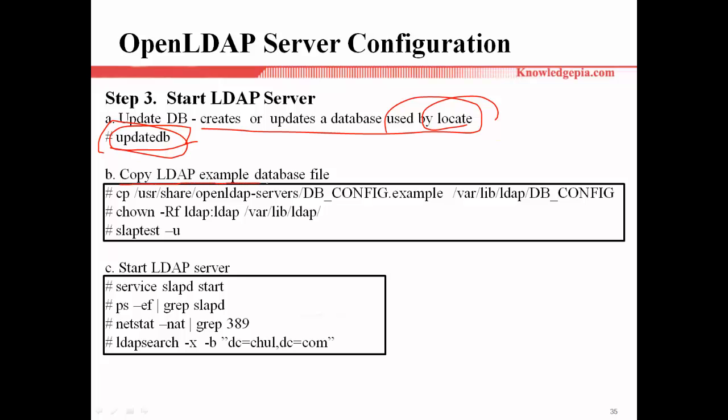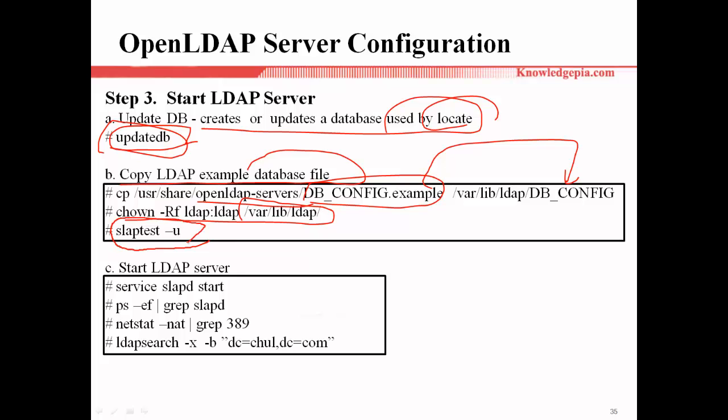B. Copy the LDAP example file. If you install the OpenLDAP server package, then you can find this file and copy it here, DB_CONFIG. This will be used for creating the database configuration for the LDAP server. After that, we need to change the ownership like this, ldap:ldap /var/lib/ldap. And after that, slaptest -u. Then this will show you whether your LDAP configuration is right or wrong.